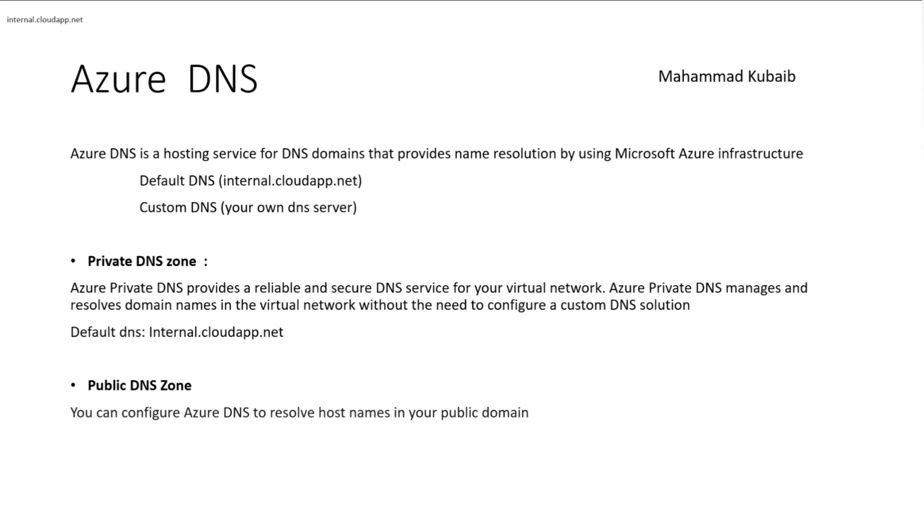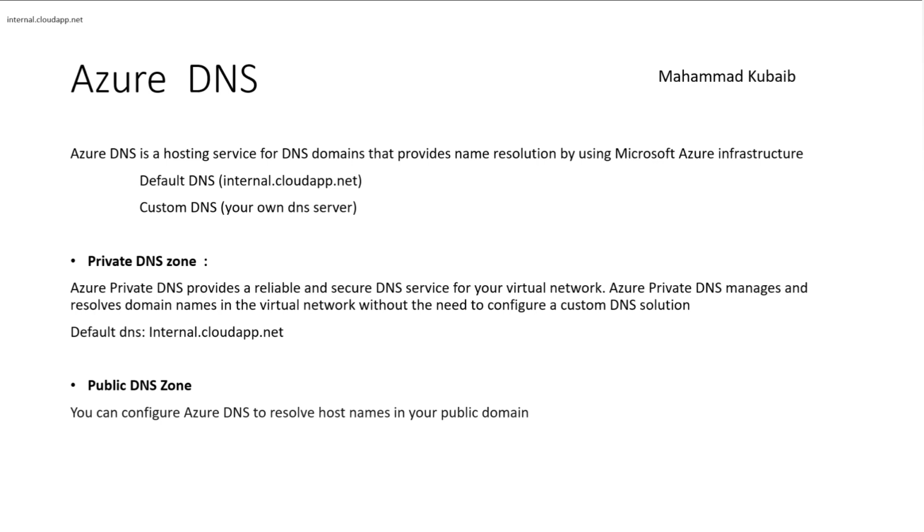Then we have a custom DNS, your own DNS server. For example, you have your DNS server on premise, or you have built your DNS server in Azure itself. Then you can use that DNS server on your VNet, so that all the name resolution will happen using your own DNS server instead of the default one.